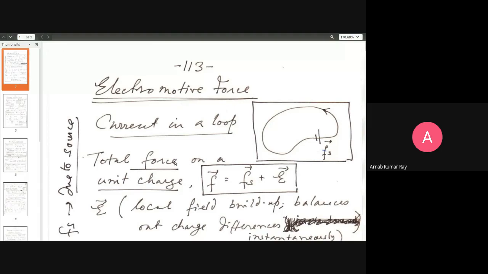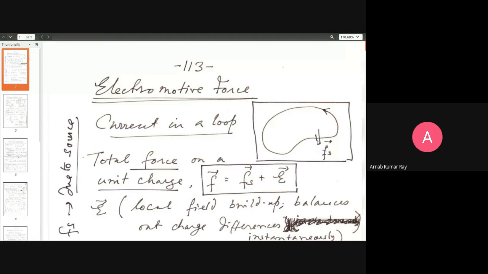Now we shall move beyond statics, and in order to do so, we shall have to understand the idea of an electromotive force. So let us try to see what it is. We begin with a simple discussion, namely that of a current in a loop. Here's a conductor left to itself. Even if there was a loop left to itself, no current would have flowed. So you would have had to create a potential difference along the whole length of the conductor, because of which current will flow.